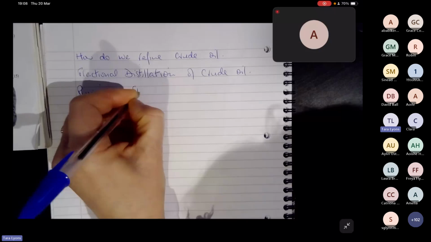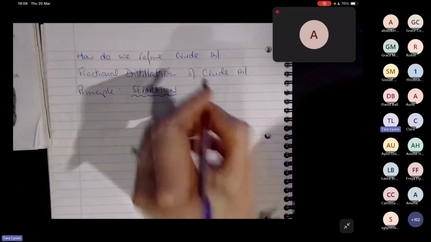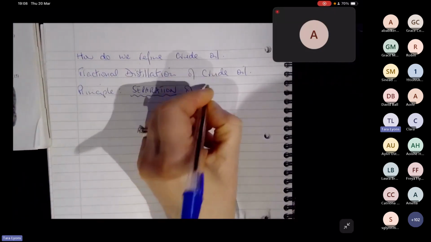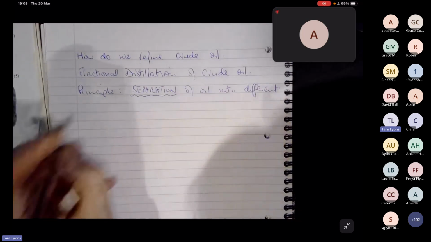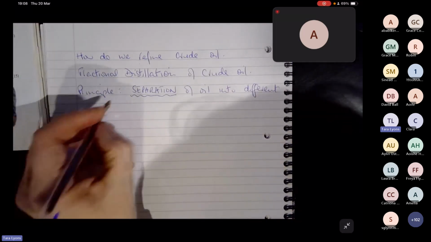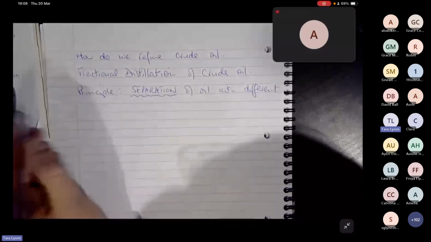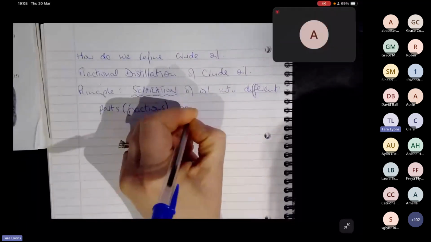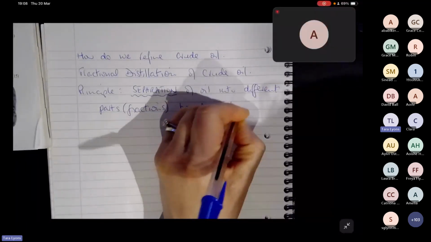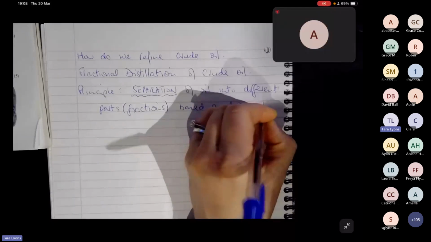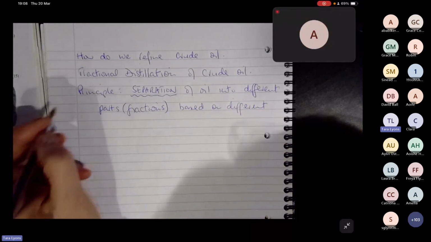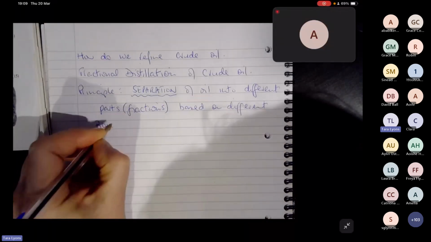So the key word in my principle of fractional distillation of crude oil is separation of oil into different parts or different fractions, different components. They'll accept any of those words, into different parts or fractions. And that is based on different boiling points. So we're separating them based on the molecules having different boiling points.